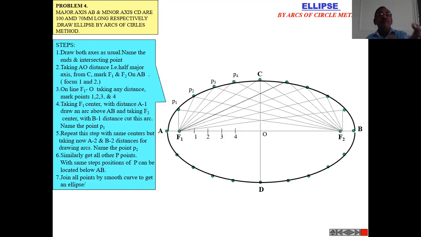The question may be given directly, that is the distance between the foci and the major axis straight away, which are the required parameters to follow the arcs of circles method. That may be given directly, or it may be given like in the present case, where the major axis and minor axis have been given. So the first duty is to locate F1 and F2 properly. For that we have followed certain steps. So you can follow, you can repeatedly study this.